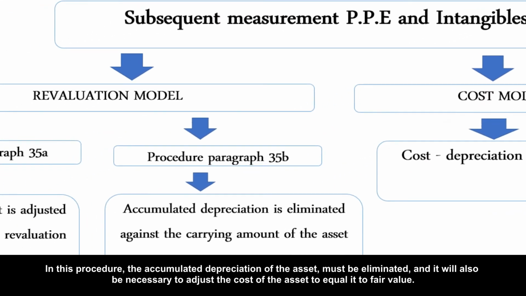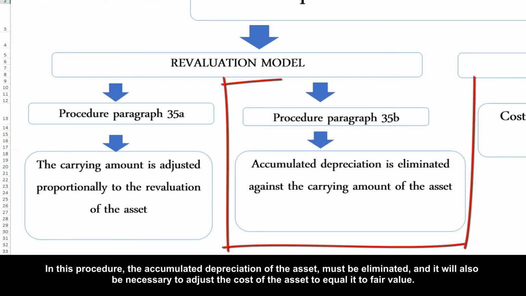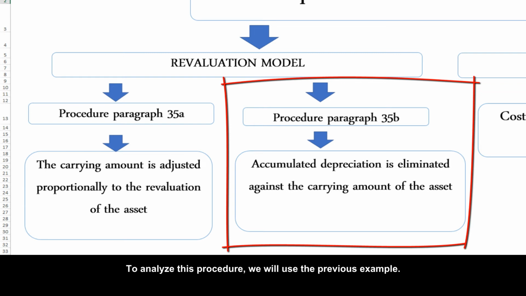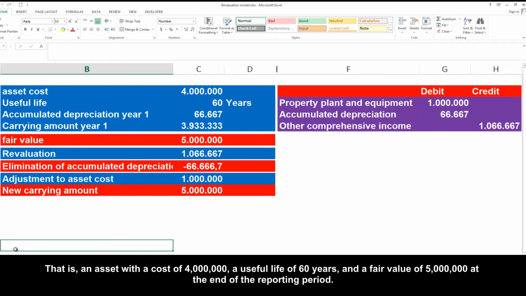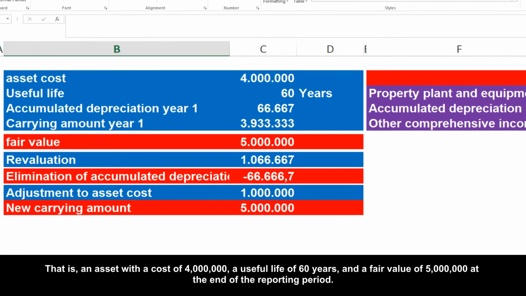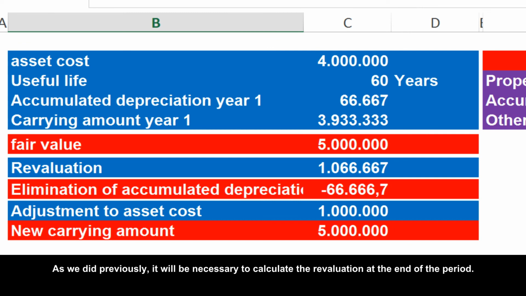In this procedure, the accumulated depreciation of the asset must be eliminated, and it will also be necessary to adjust the cost of the asset to equal it to fair value. To analyze this procedure, we will use the previous example. That is, an asset with a cost of $4 million, a useful life of 60 years, and a fair value of $5 million at the end of the reporting period. As we did previously, it will be necessary to calculate the revaluation at the end of the period.